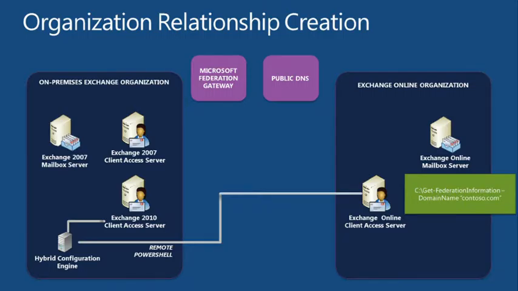Get-FederationInformation is autodiscover for organization relationships. It's a federated autodiscover process. And you use the output of this commandlet to create an organization relationship with the correct settings. So it's run in Exchange Online for the organization relationship that points at Exchange on premises. It's also, although it's not shown in this diagram, run on premises to get the cloud settings to create the organization relationship on-prem that points to the cloud.